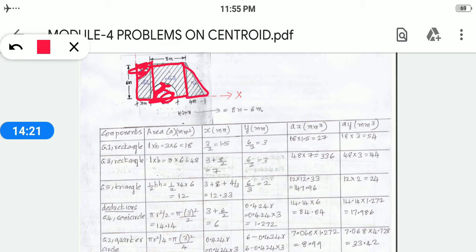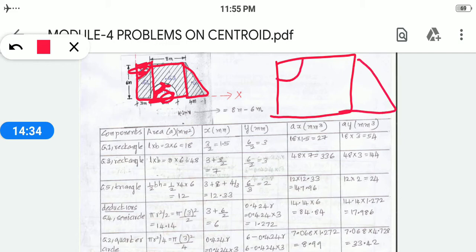Then they are adding the triangle over here. But if you want to take it as a more complex thing, you can consider this as a whole rectangle, this as a whole triangle, and you can neglect the quadrant and also your semicircle. If you do it like that also, you will get the same value. But you need to know the procedure for how to do this.